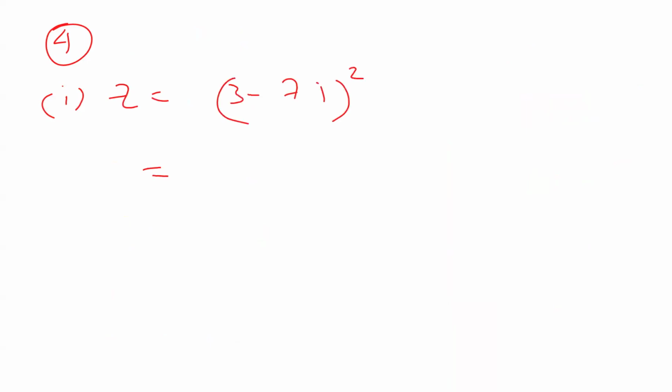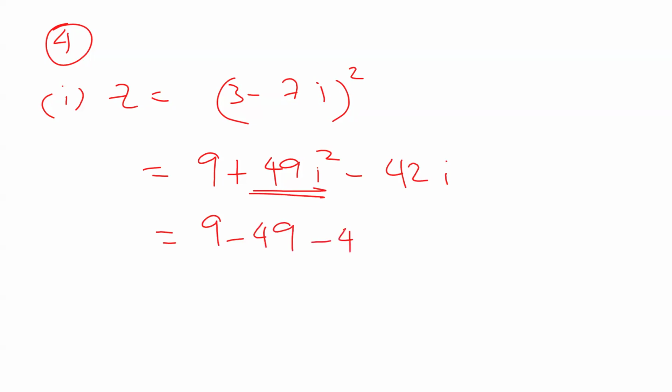It's a simple simplification. First problem, Z is equal to (3 minus 7i) the whole square. So a square plus b square minus 2ab. 2 into 3 is 6, 6 into 7 is 42. i square is minus 1, so this will be minus 49. And this is going to be minus 40 minus 42i. A plus bi format.